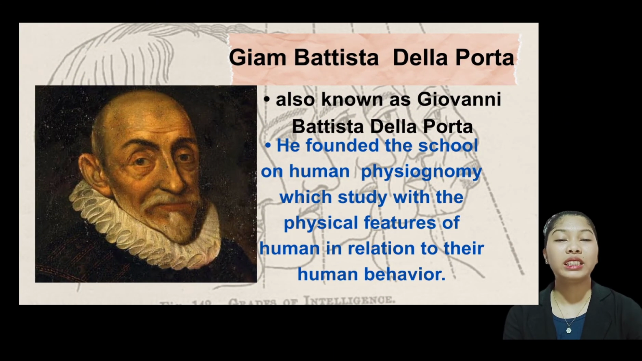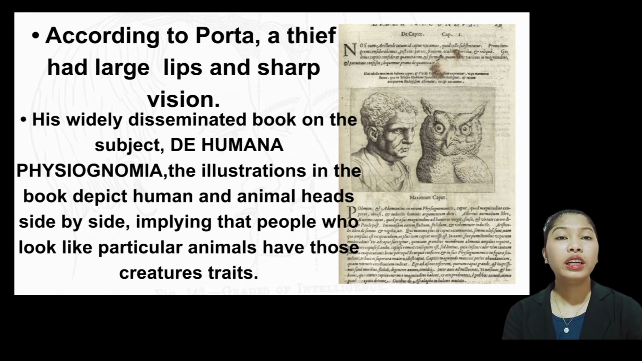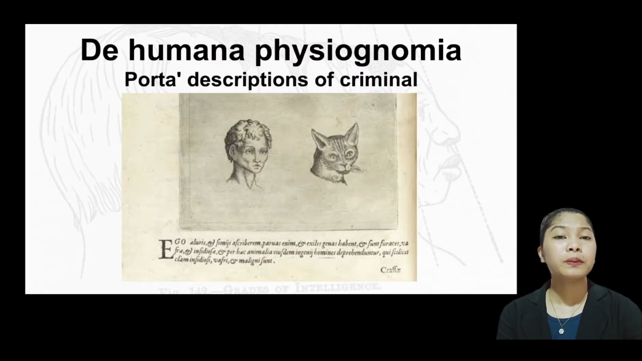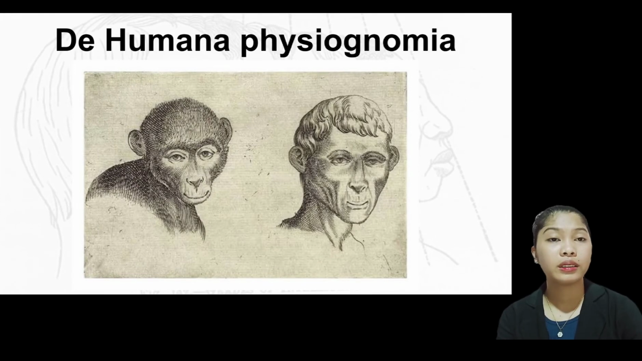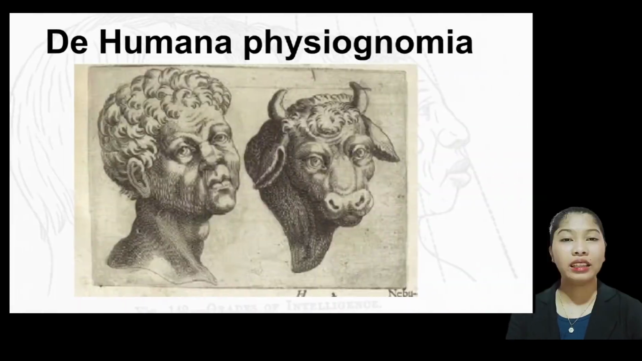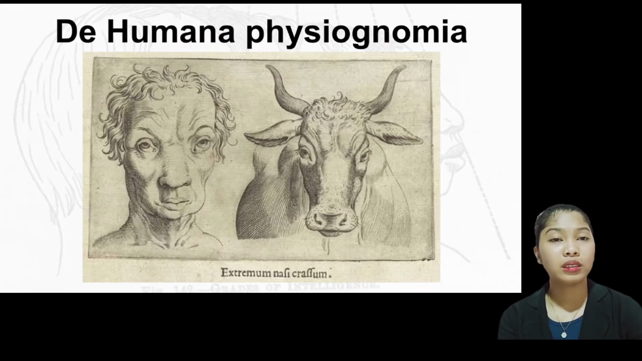Okay, so we also have Giambattista della Porta, an Italian physician and natural philosopher. According to Porta, a thief had large lips and sharp vision. He started the school of physiognomy. Based on his study of the human body, he came up with facial features and their relation to human behavior. So if you have enlarged lips and sharp vision, you are a robber, said Giambattista. So how did Porta describe criminals? His widely disseminated book on the subject, De Humana Physiognomonia, meaning physiognomy of humans. The illustration from the book depicts human and animal heads side by side, implying that people who look like particular animals have those creatures' traits.